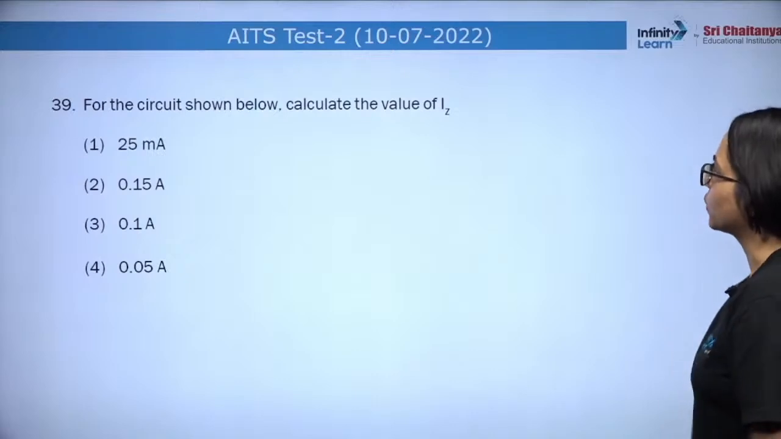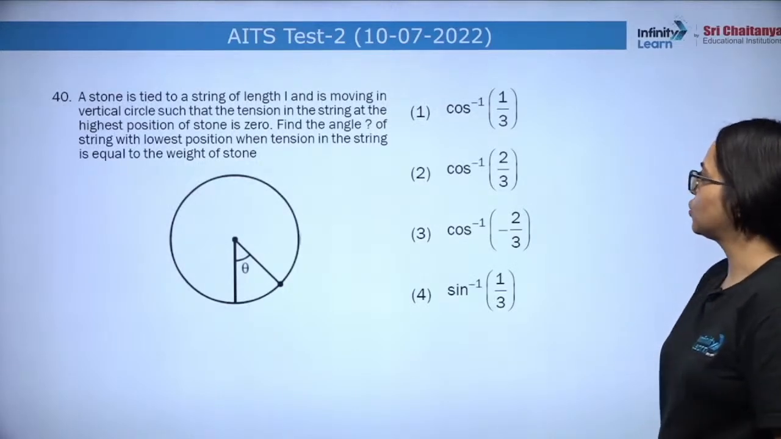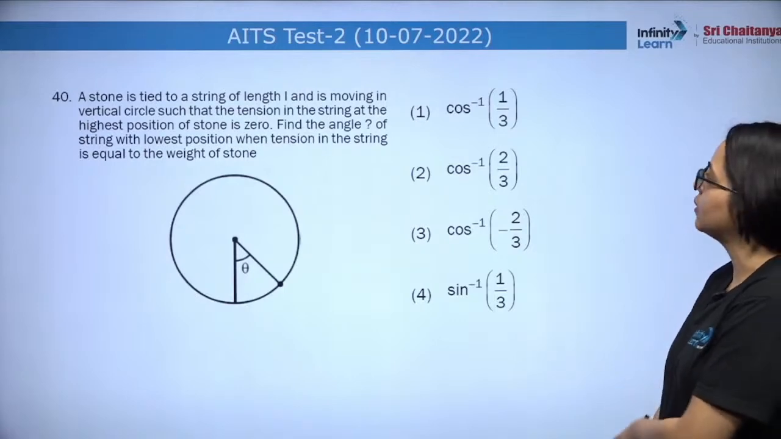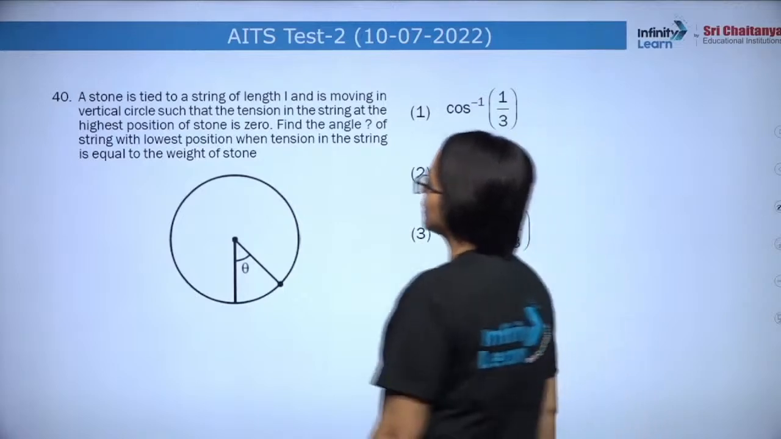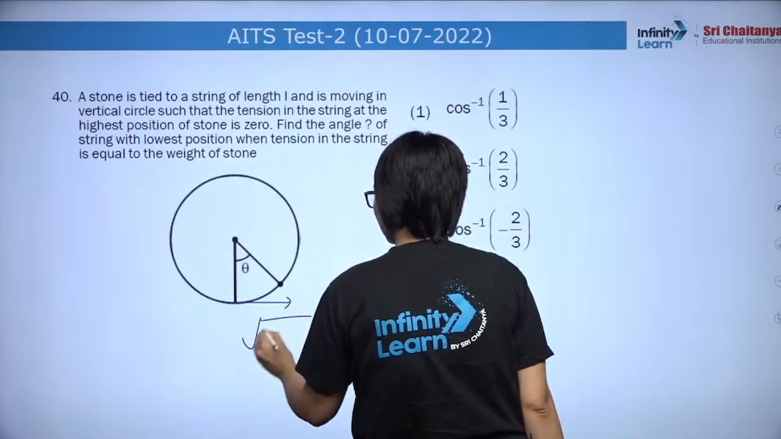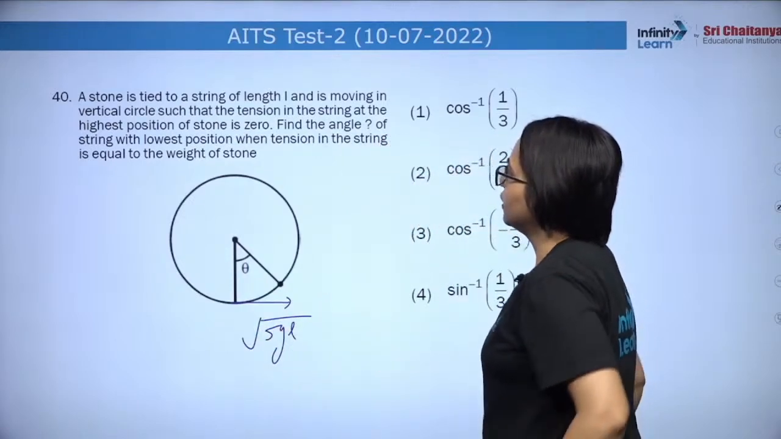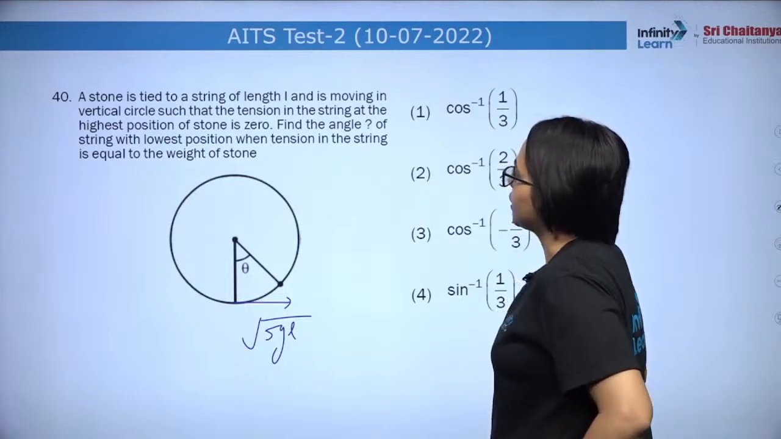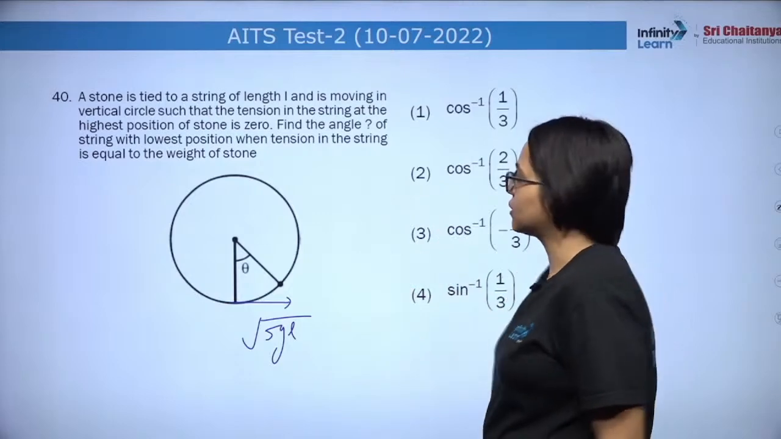Next is this one. A stone is tied to a string of length L and is moving in a vertical circle such that the tension in the string at the highest position is 0. That means the minimum velocity with which it should be thrown is under root 5GL. Find the angle theta of the string with the lowest position when the tension in the string is equal to the weight of the stone.